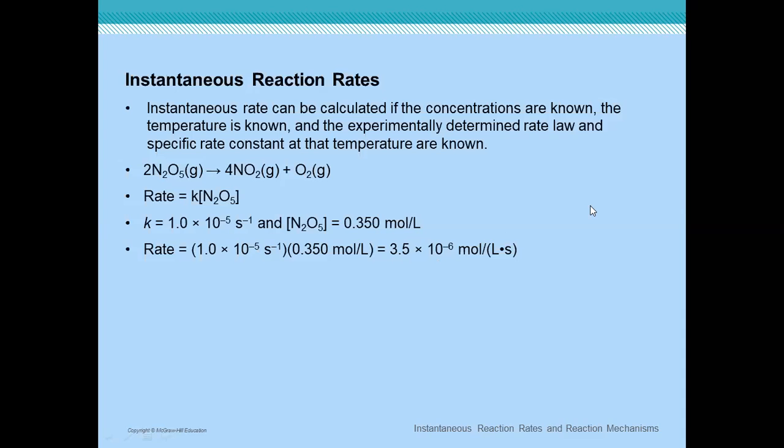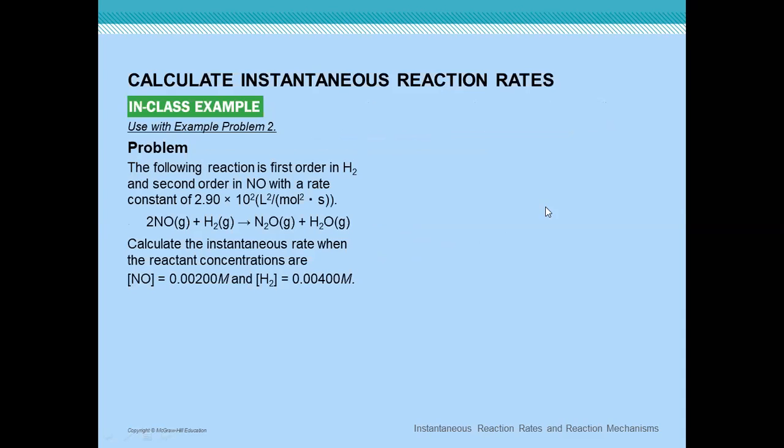After that, this example to calculate instantaneous reaction rate. The following reaction is first order in H2 and second order in NO with a rate constant of 2.90 times 10 power 2 liter squared per mole squared per second. According to this relation, 2NO gas plus H2 gas produce N2O gas plus H2O gas. Calculate the instantaneous rate with the reactant concentration NO equal this, mole, and H2 equal this number.